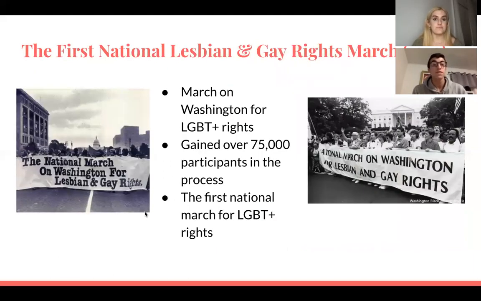Next was the first National Lesbian and Gay Rights March, which occurred in 1979. This was a march on Washington for LGBTQ plus rights, and in the process, it gained over 75,000 participants. This march was the first national march for LGBTQ plus rights in American history.